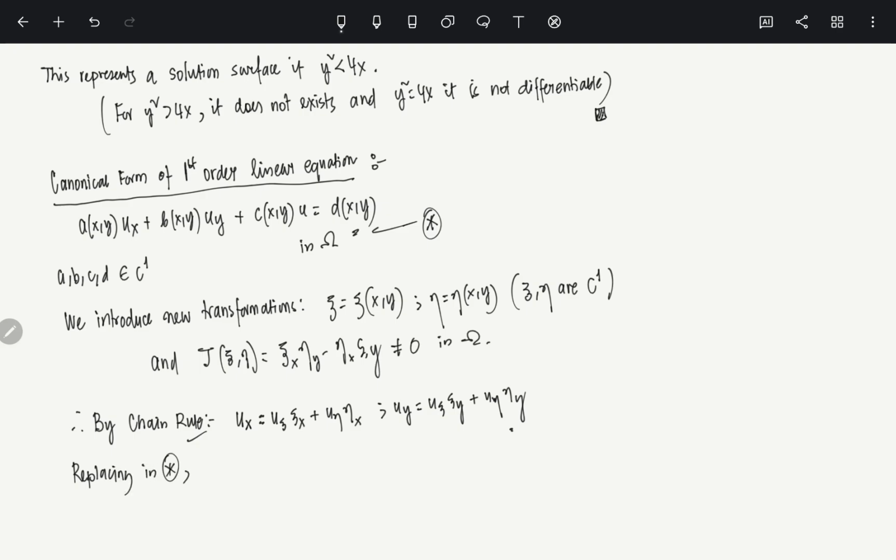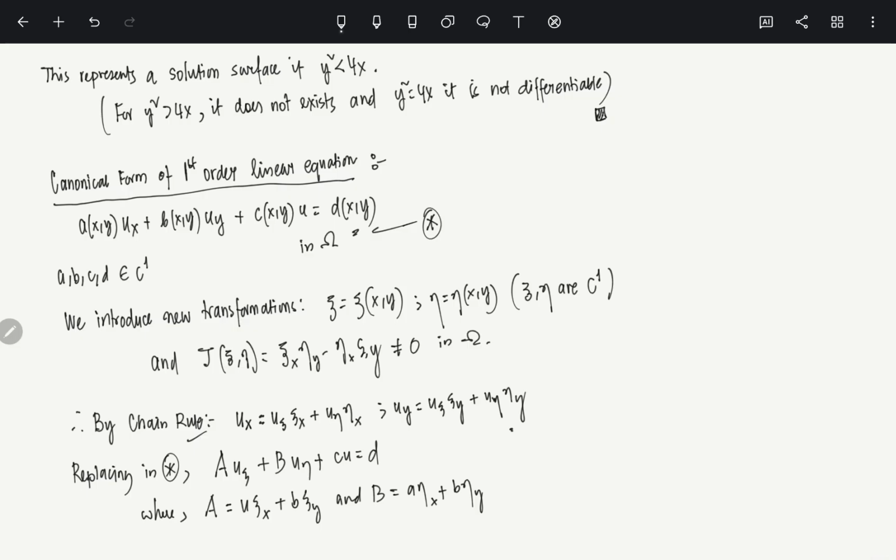So replacing in star, we can actually have a much easier problem. It will look like this: A times u xi plus B times u eta plus c u equals d. So this is the modified form, where A is given by a xi x plus b xi y, and B is given by a eta x plus b eta y.